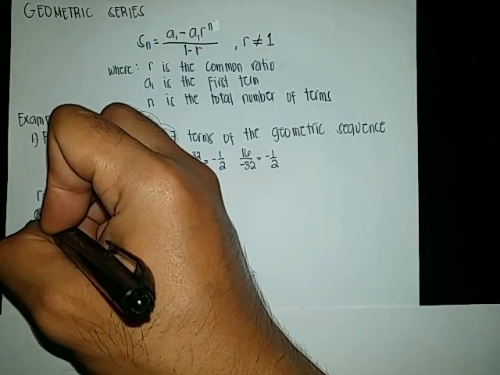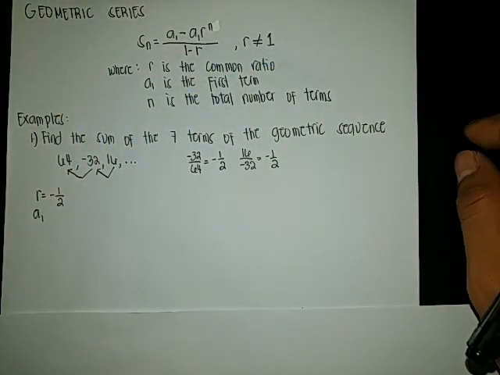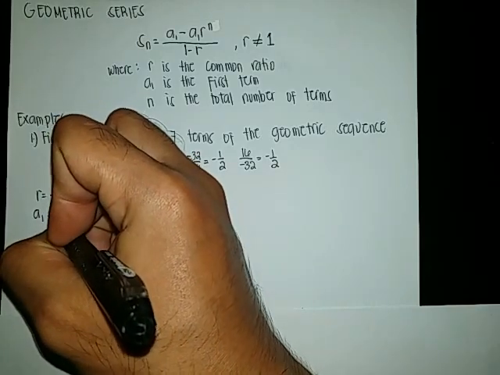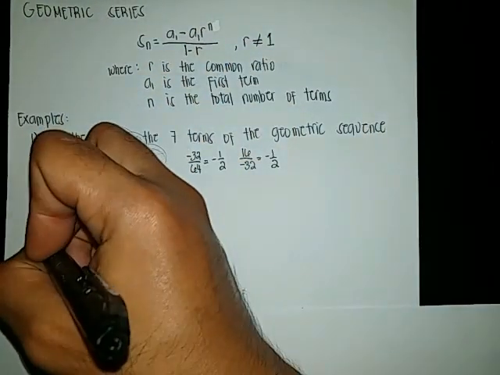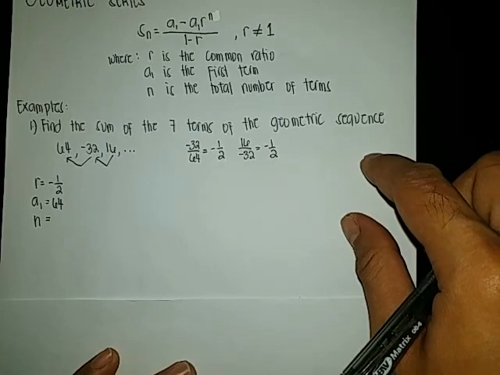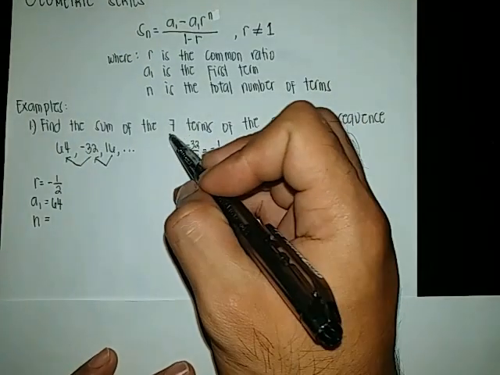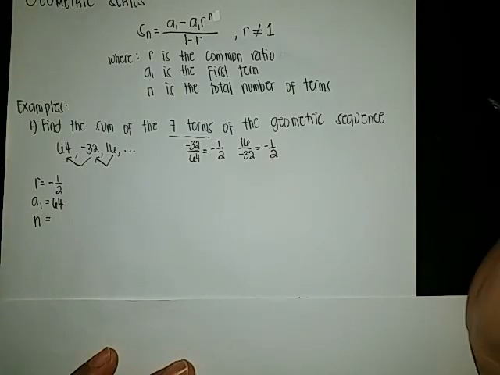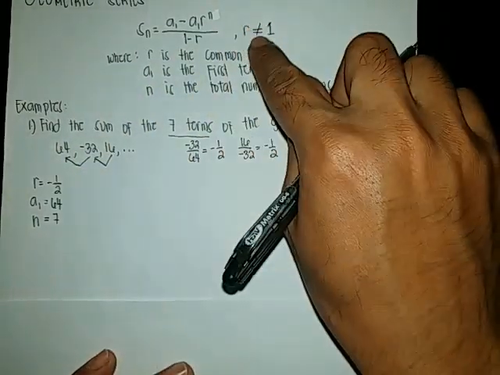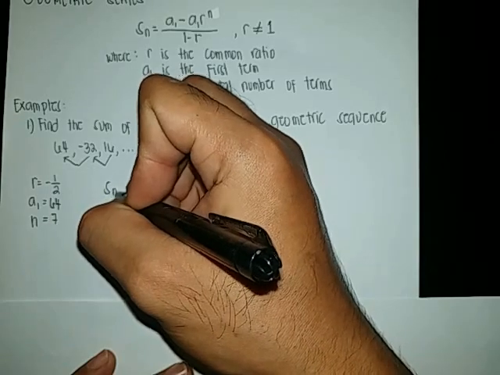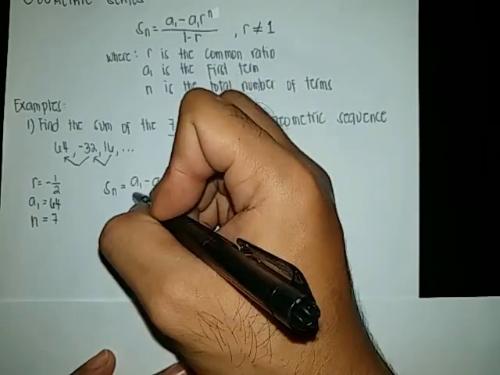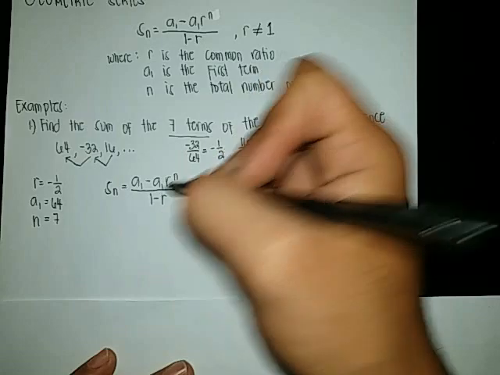Next will be our a sub 1. So a sub 1 is the first term. In this geometric sequence, the first term is 64. And last will be our n. So n is the total number of terms. We are tasked to find the sum of the 7 terms. Therefore, the total number of terms in that geometric sequence will be 7. So substituting these values into the formula, S sub n is equal to a sub 1 minus a sub 1 times r raised to n all over 1 minus r.